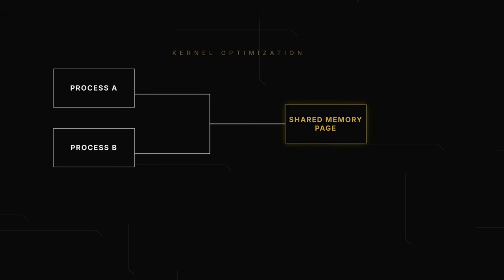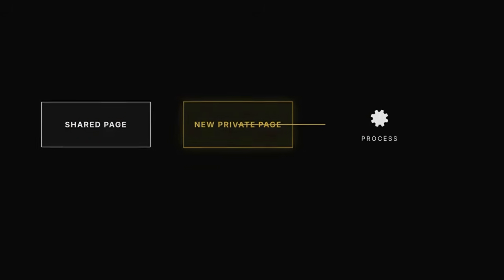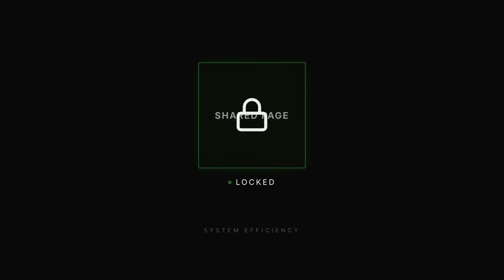That's where copy-on-write comes in. The moment a process tries to write to that shared memory, the kernel intercepts the action, makes a private copy of the page just for that process, and lets it modify the copy. The original data stays perfectly safe. It's a brilliant system for efficiency.